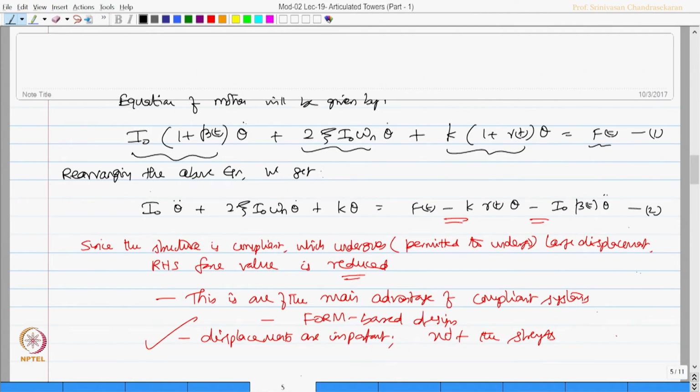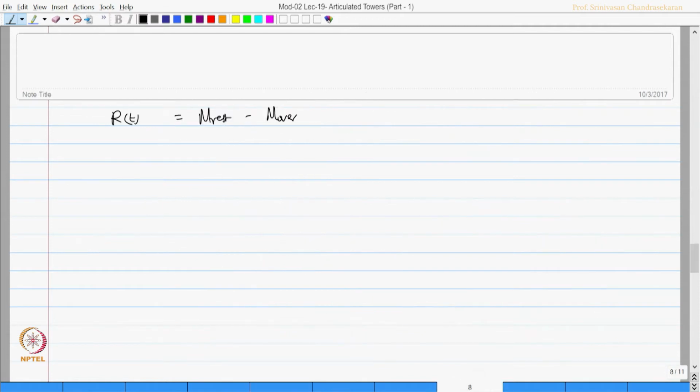From the original equation of motion, this is my restoring force. So, this should be equal to my restoring force, in fact restoring moment, because I am taking moment about the hinge in all the cases. So, I should say this should be equal to k of 1 plus r of t into theta. So, this is going to be equation 5.